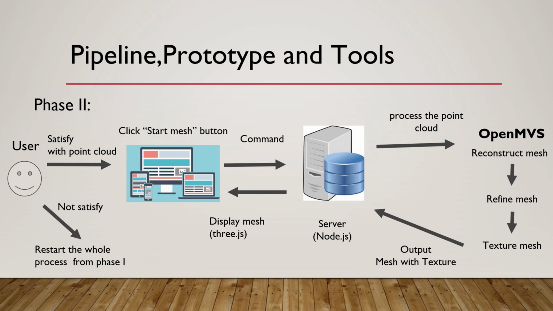In phase 2, if the user is not satisfied with the result of the dense point cloud, they can restart phase 1 again with different images. Else, start reconstructing the mesh, refining the mesh and texturing the mesh. The textured mesh is a complete 3D model. The owner and customer can see the 3D model on a web page.